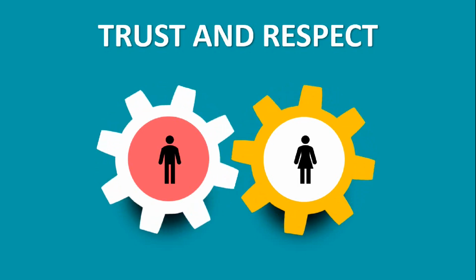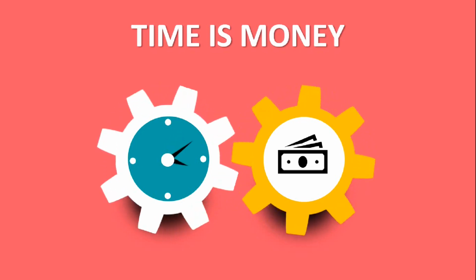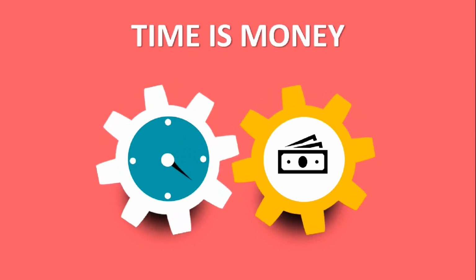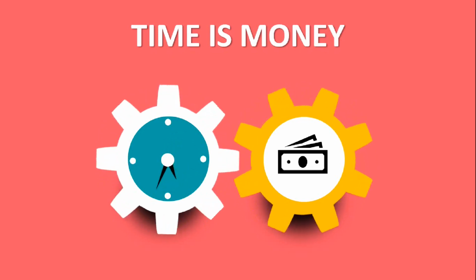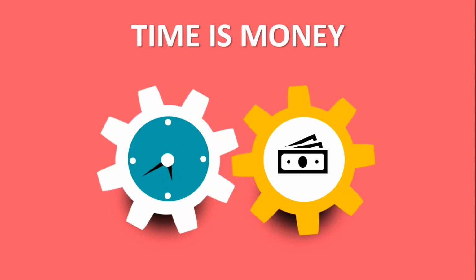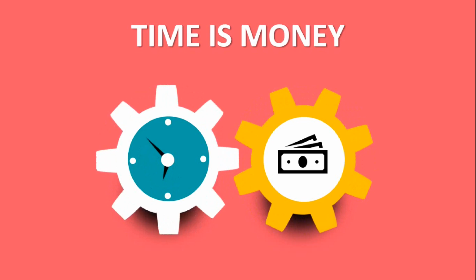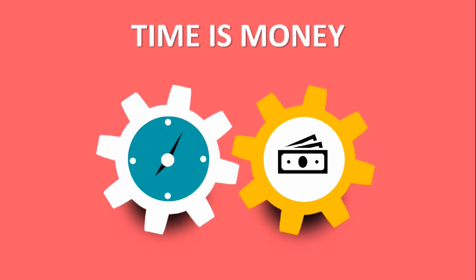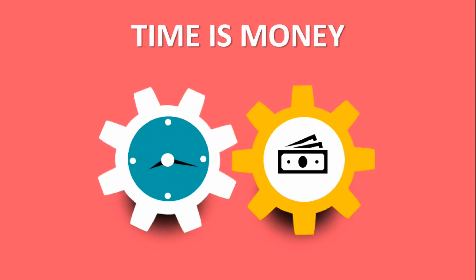Like I have created one more example where I have just said the time is money. I have added the two gears again. The one with the clock, you can see the needles here. The other gear I have added the icon of the currency or the money. So depending on your requirement, you can just choose anything or change anything as per your requirement.